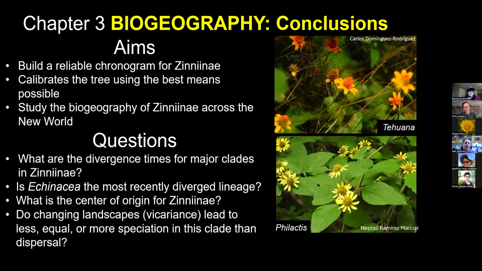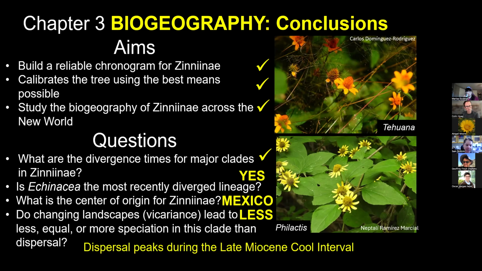So conclusions from here: we wound up making our chronogram with a really good deep calibration node using that fossil pollen from the Ambrosia. We studied the biogeography of Zinniini, and the divergence times for the major clades were taken care of, which was cool. And we were correct in thinking that Echinacea is the most recently diverged lineage. The center of origin for Zinniini seems to be Mexico. And the changing landscapes lead to less, equal, or more speciation when compared to dispersal. It seems like dispersal is what really drives diversity in the Zinniini that peaks during the late Miocene cooling interval.